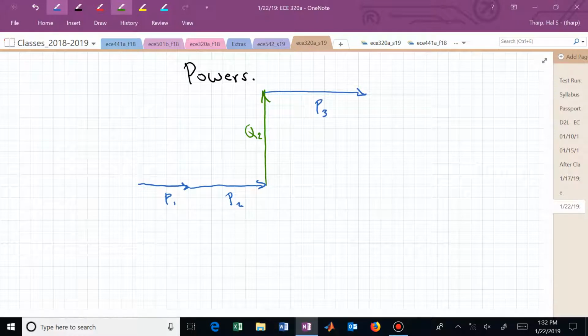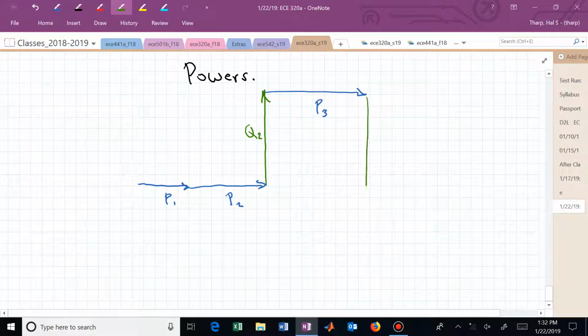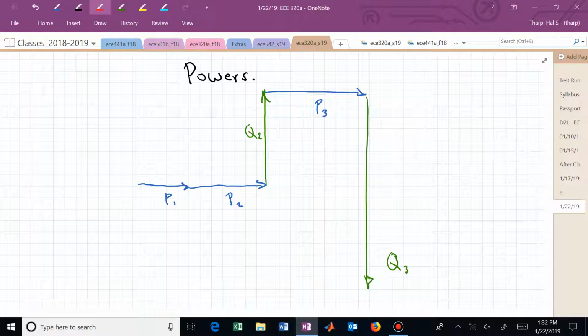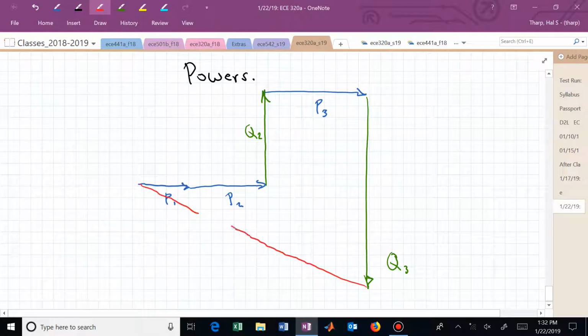And then we have our reactive component, Q sub 3. And if we now started, hopefully I can somewhat draw this, the complex power is now the result of adding tip to tail all of those complex powers of the individual loads. So this is now our total complex power, and we can find that.